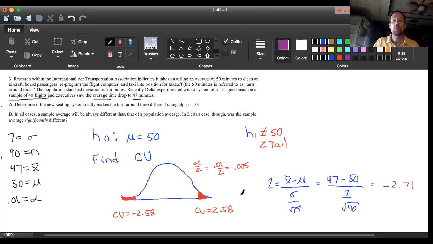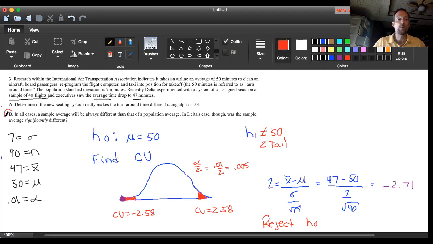Now I'm going to take that minus 2.71 and compare that to my curve. I need to find out if it hit the critical region, and it's going to be all the way over here. Here's my negative 2.71. So my decision rule will tell me if my test value, my negative 2.71, landed in the critical region, I can reject the null hypothesis. So in bright red letters, I'm going to say I am rejecting H0. And my summary sentence would say that it appears there's enough evidence to say that the system of unassigned seats actually did make a difference.